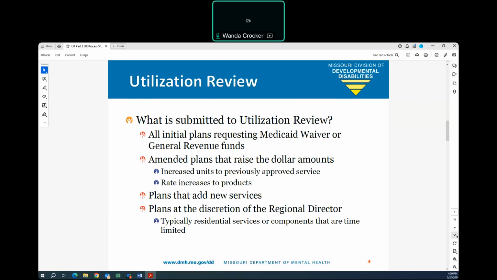And those are typically residential services or components of those residential services that are time limited. So asking for one-on-one service in an individualized supported living setting, the loss of a housemate, therefore increasing the individual's budget or service request. Those are typical requests that the regional director asks to come back, even if there is no change, so that those requests can be monitored.